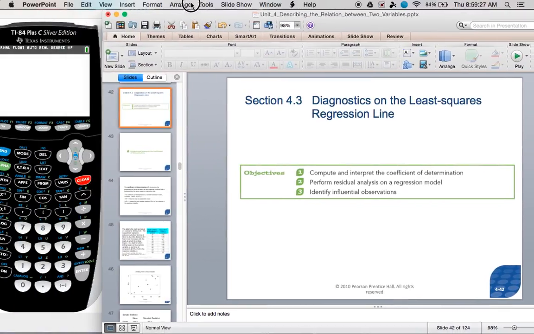So here we are in section 4.3, talking about the diagnostics of the least square regression line. We're going to be using the linear correlation coefficient, if you recall, R, to compute R squared. Well, that's a simple case of just squaring R. And the information where we found it using the TI-84 will be the same place we find the coefficient of determination.